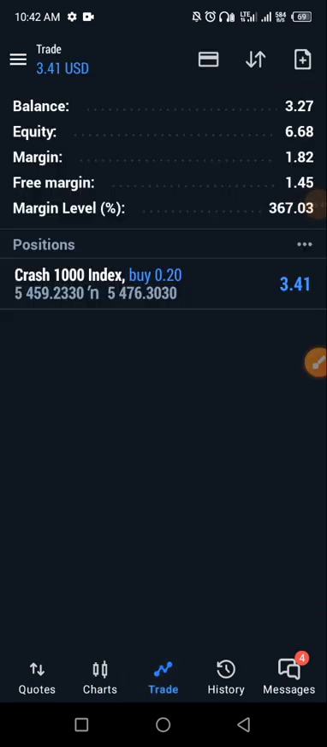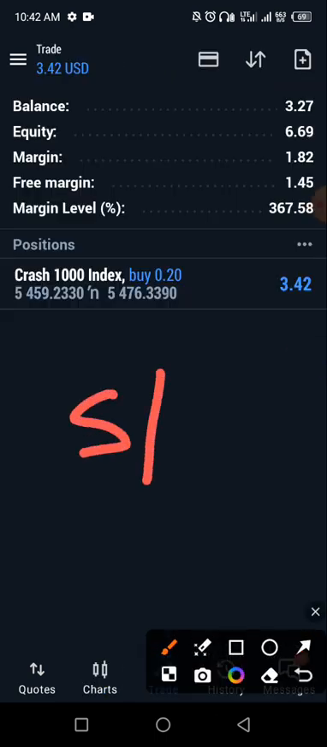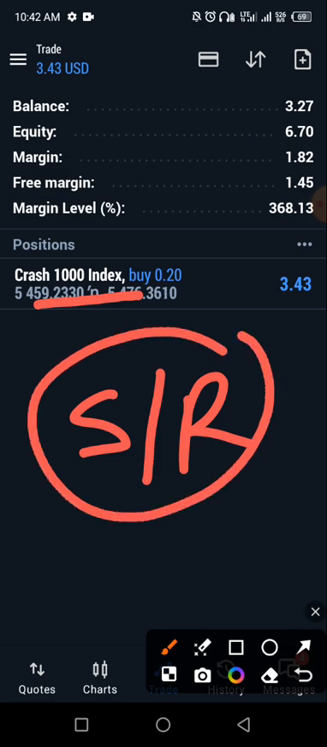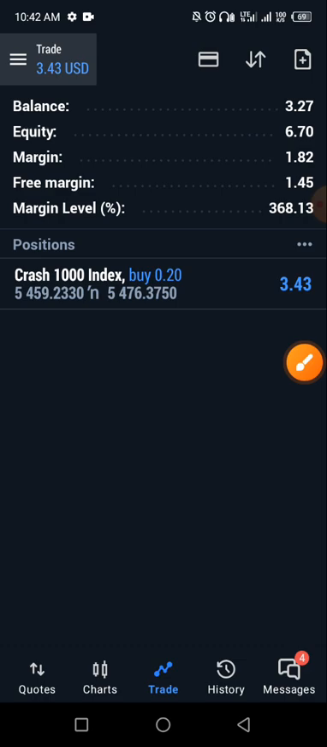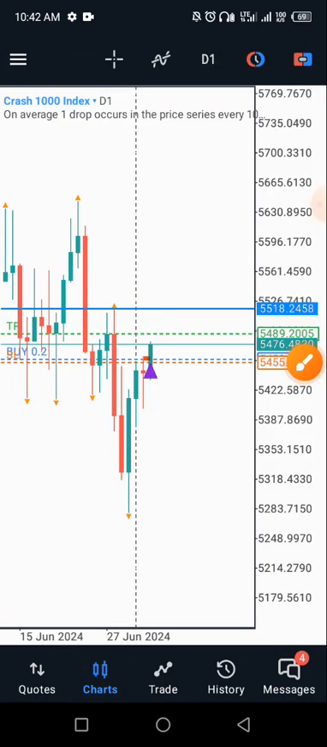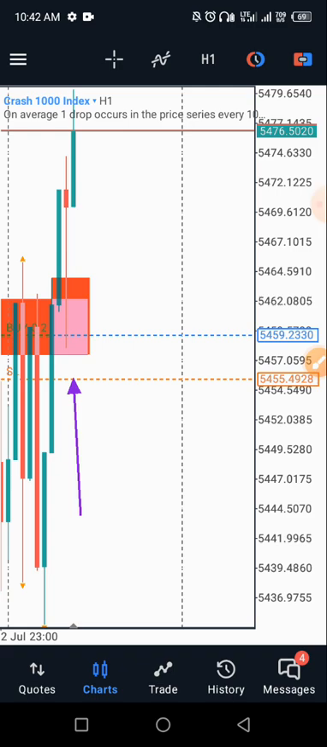So what you are going to do is make sure you go on your chart and look for this same support and resistance, on any market, not just the Crash 1000 market. You can look for it on any other market and practice with it, and make sure you get good at it before you decide to go live on your chart, guys. So this is how we've decided to make use of this strategy.